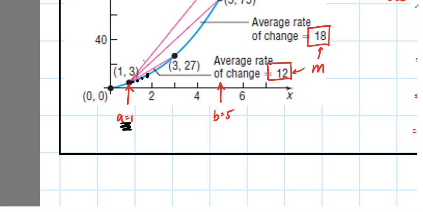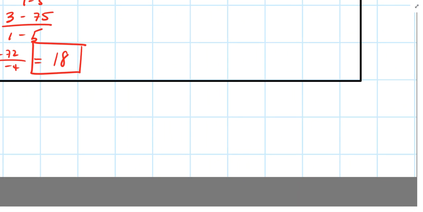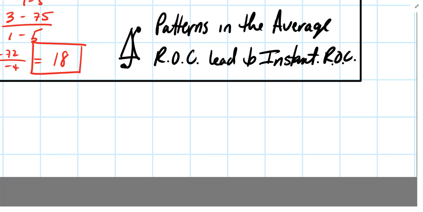For future reference, this is a calculus concept. The patterns we discover in our average rate of change calculations lead us to estimate or determine what our instantaneous rate of change will be.